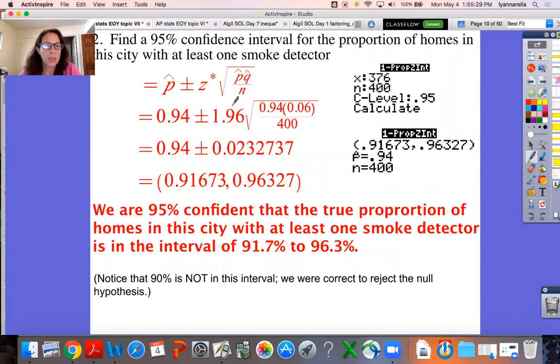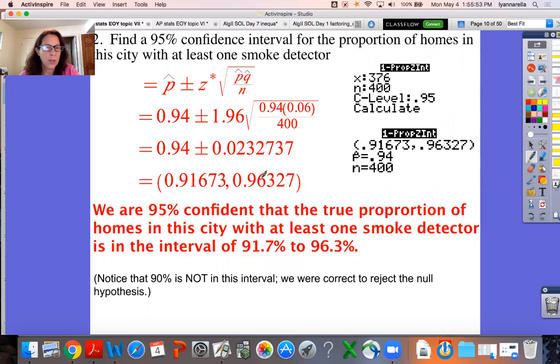For 95%, it's 1.96 times the square root of... we don't use p naught in confidence intervals. We actually use the p hat. So that would be 0.94 times 0.06 over 400. And so we get between 91.6% and 96.3%. And we can see right here that 90 is not in this interval, it's on this side of it.